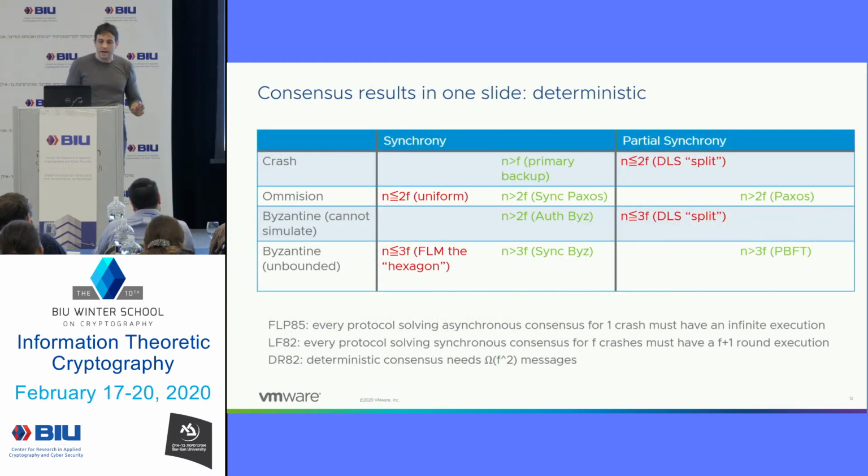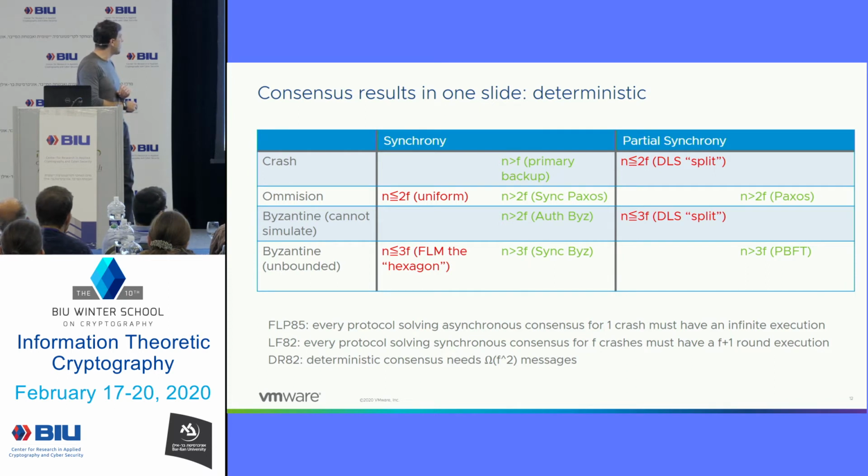Okay, so this slide summarizes essentially all of the results that we have for deterministic consensus, at least the ones that I'll be speaking about here. What you can see here are these two models, synchrony and partial synchrony. And here you have the different types of adversaries: a crash adversary and an omission adversary. And there are two types of Byzantine failures here, one which I will call unbounded, and another Byzantine adversary that for some reason cannot simulate honest parties, or cannot simulate too many honest parties. In particular, if you had cryptographic tools, then potentially you couldn't simulate honest parties.